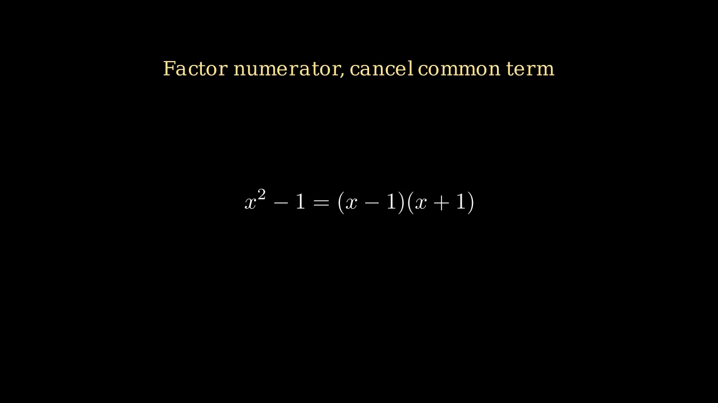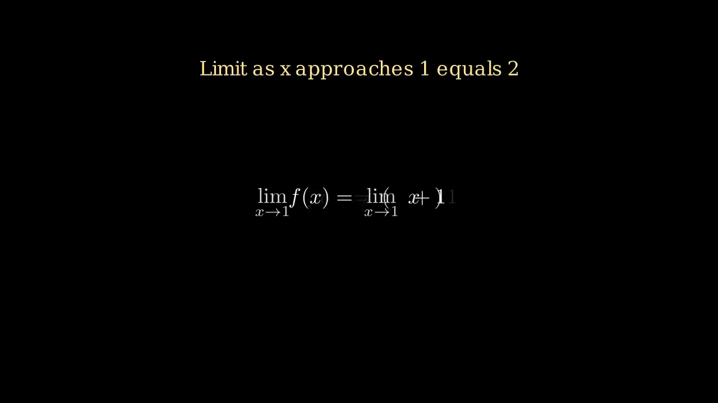x squared minus 1 factors as the quantity x minus 1 times the quantity x plus 1. So f of x equals the quantity x minus 1 times the quantity x plus 1 divided by the quantity x minus 1, and for x not equal to 1, the x minus 1 factors cancel, leaving simply x plus 1. So the limit as x approaches 1 of f of x equals the limit of x plus 1, which is 1 plus 1 equals 2. So the limit does exist, and it equals 2.